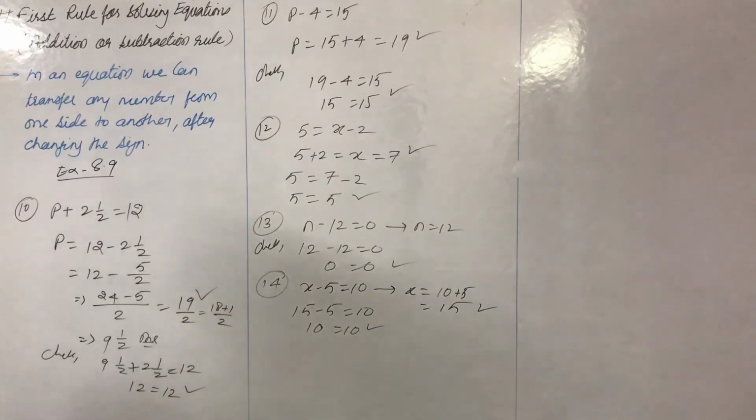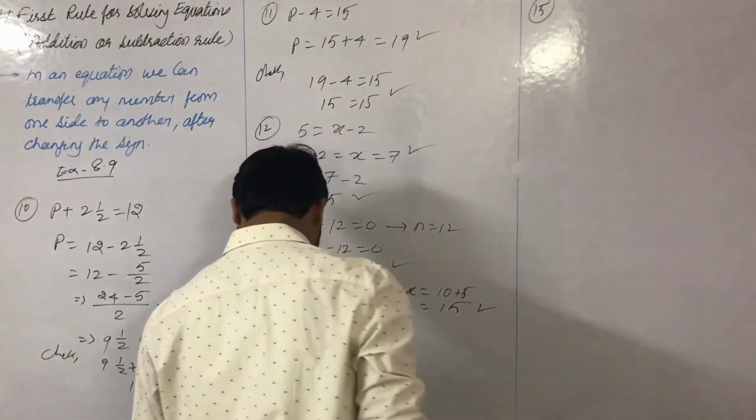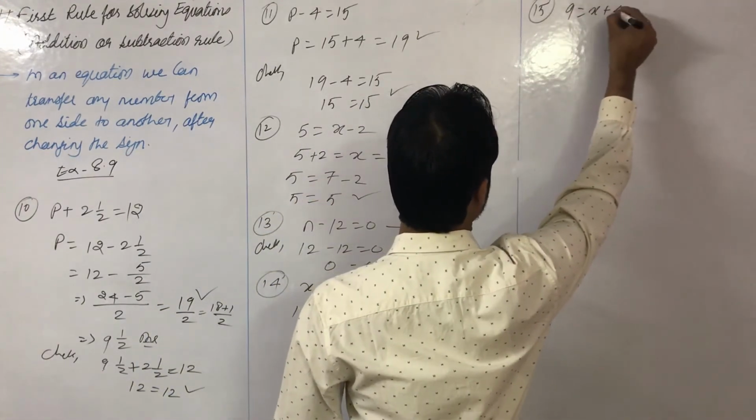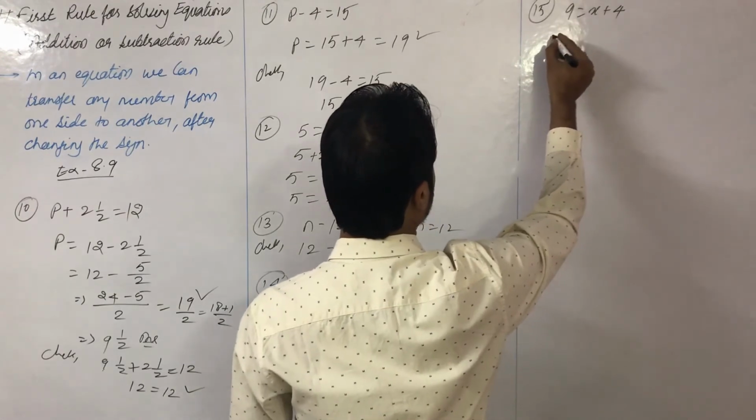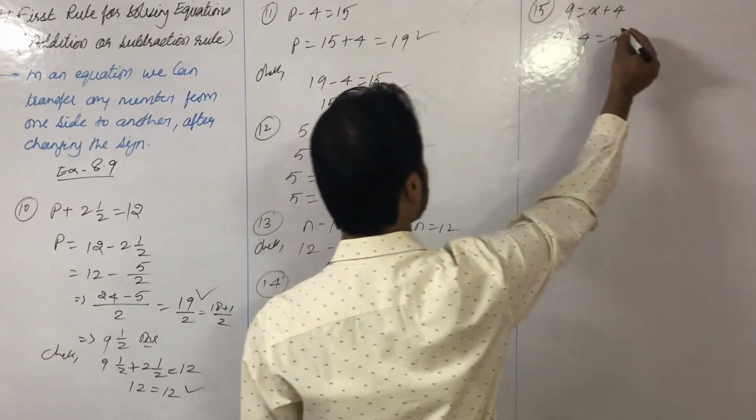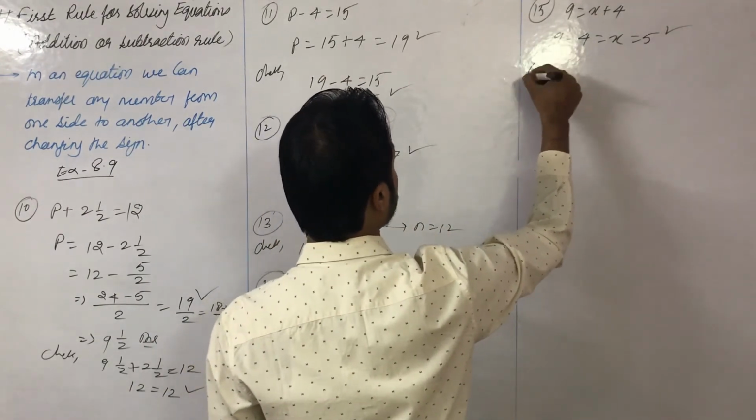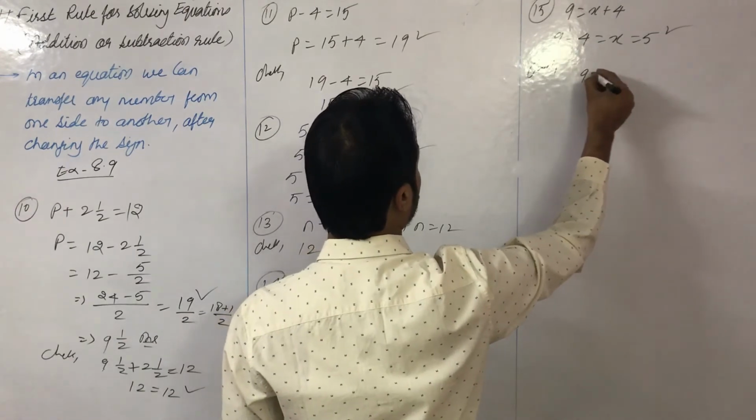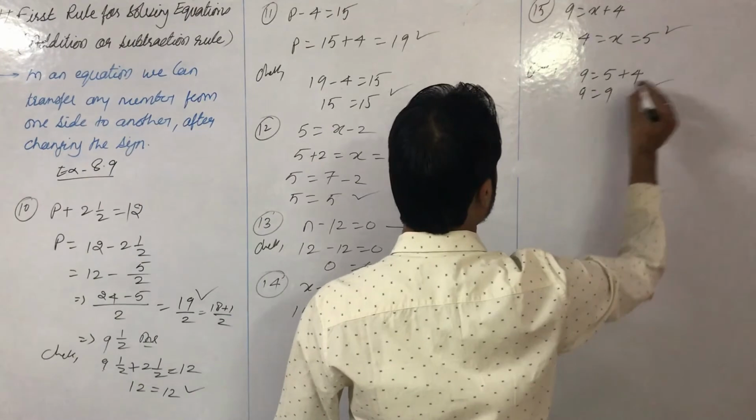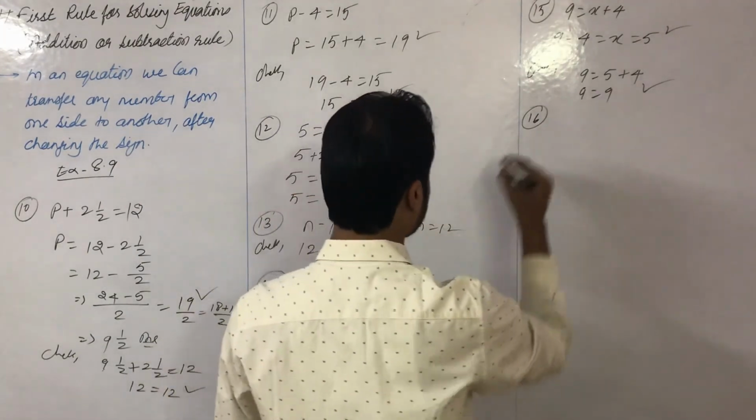And next is question number 15. The 15th statement is 9 equals x plus 4. So 9 minus 4 equals x. We'll change the place, equals 5. 5 is the answer. And for check, 9 equals 5 plus 4. Yes, 9 equals 9. It's correct.